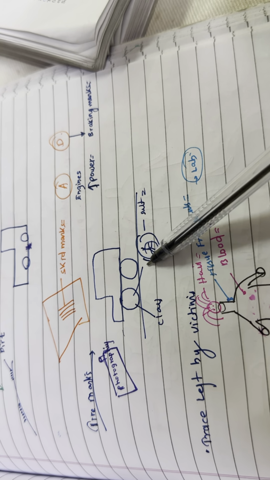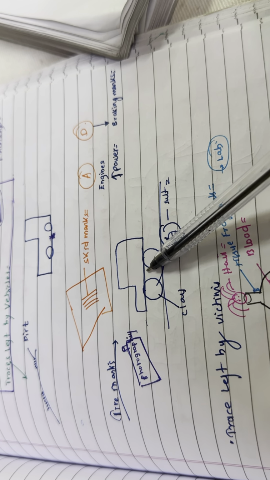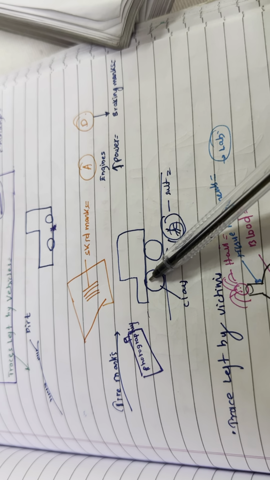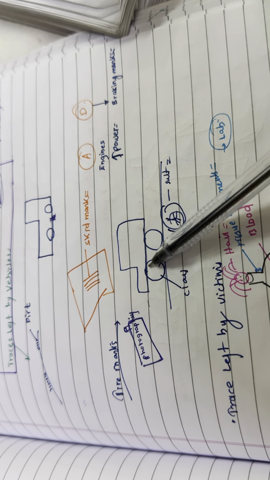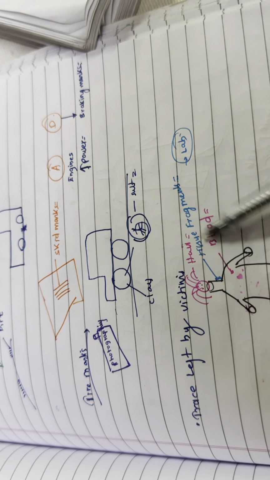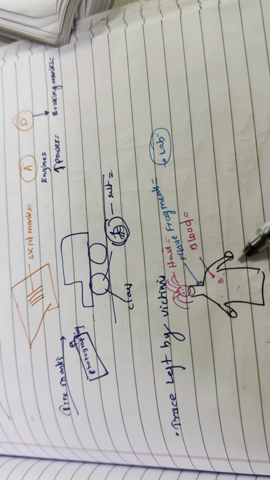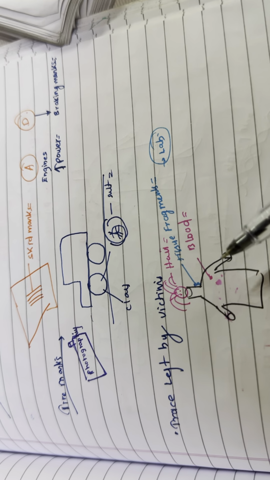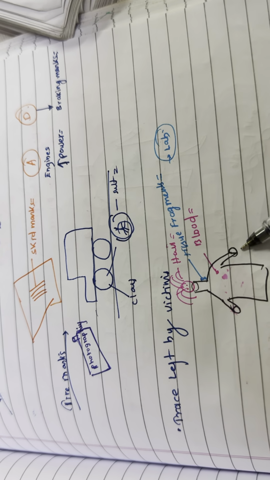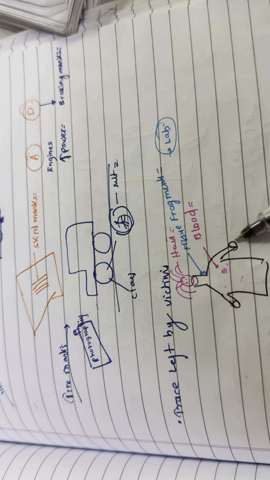Tire mark cast. A cast must be prepared by pouring suitable material and letting it set. The cast may be compared with the suspect vehicle. Traces left by the victim: blood, cloth fragments, hair, tissue fragments. Sketch their location, extract, preserve and send to the laboratory for examination.